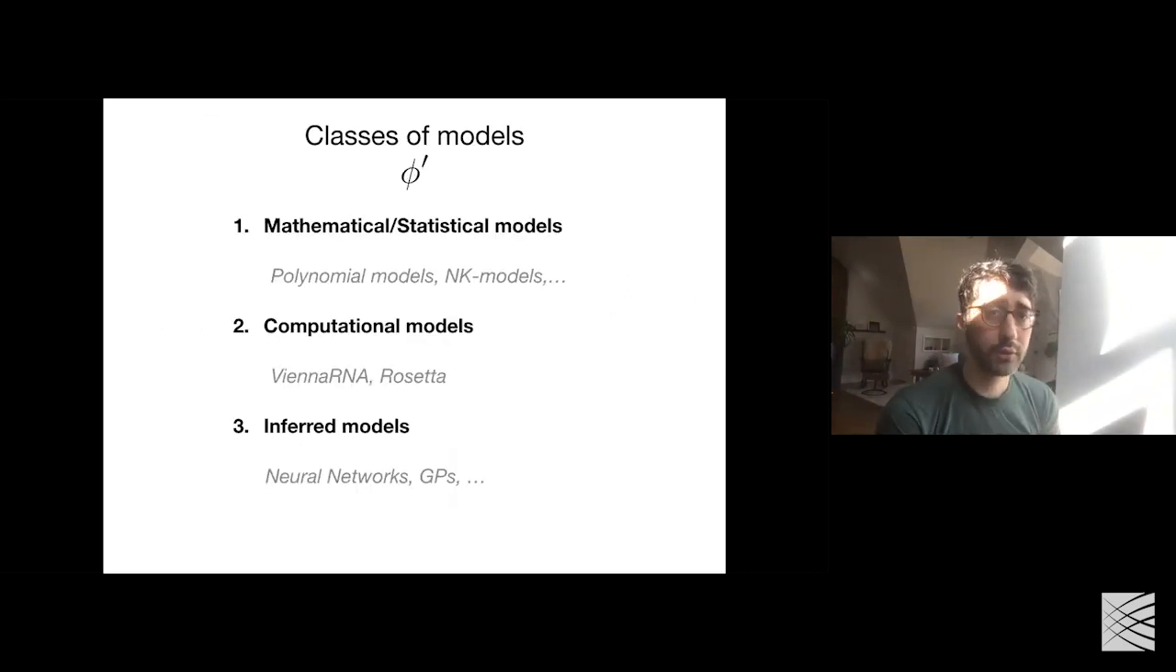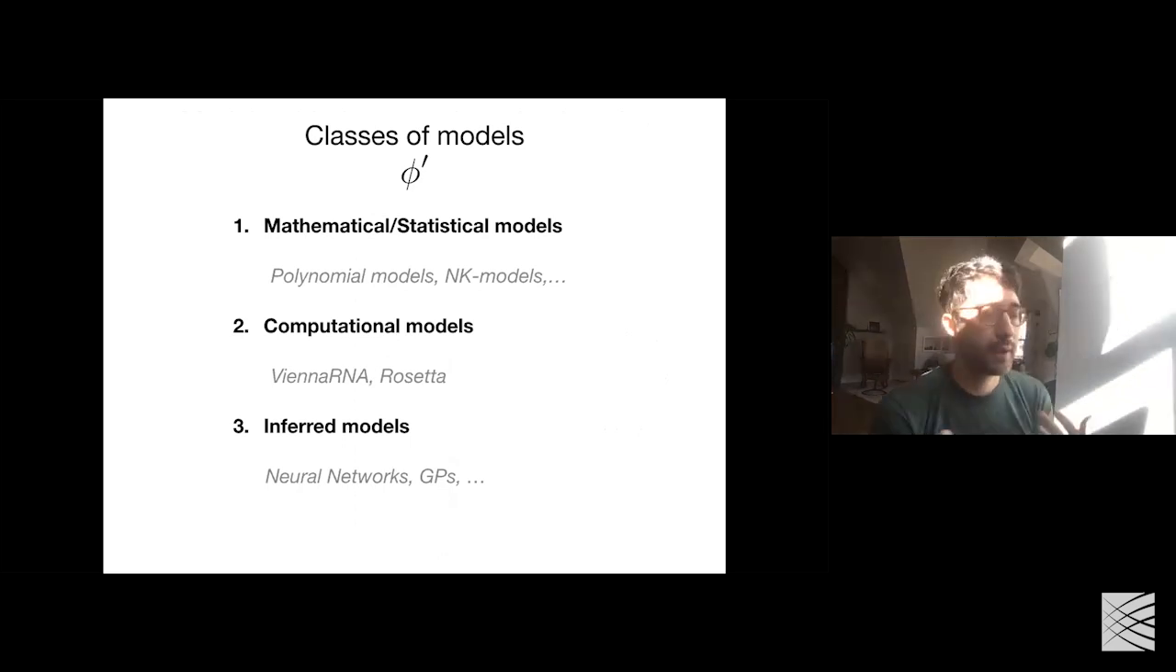Before I move on to talk about the explorers, I would like to spend a couple of minutes on models of sequence to phenotype. It's by itself an exciting area of research, and one slide definitely cannot do justice. But I want to roughly categorize the models into three classes.